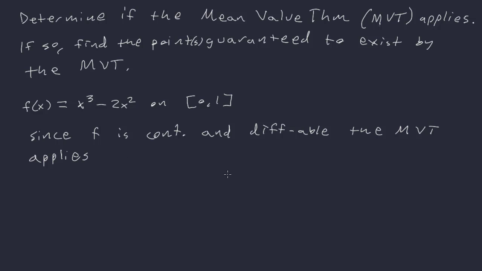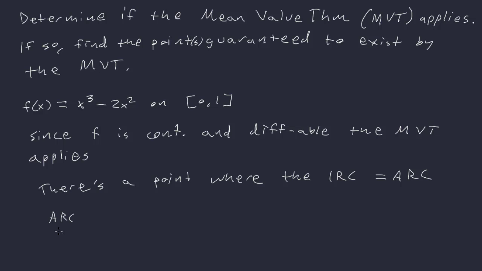All right, now, since the mean value theorem applies, that means there's a point where the instantaneous rate of change, the IRC, equals the average rate of change, ARC. So first, let's find the average rate of change on the interval 0 to 1. So the average rate of change from, say, 0 to 1, remember, that's f of 1 minus f of 0 all over 1 minus 0.